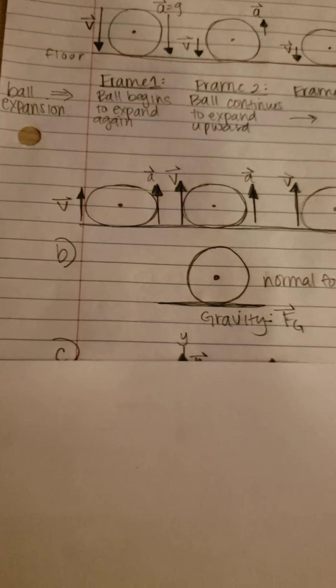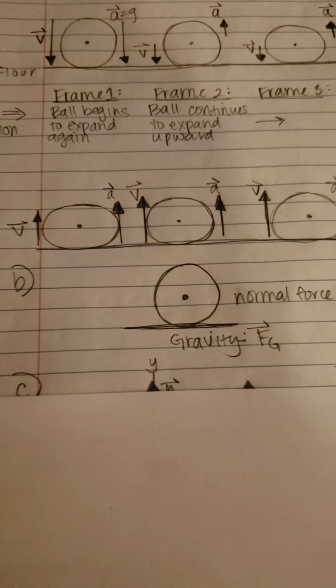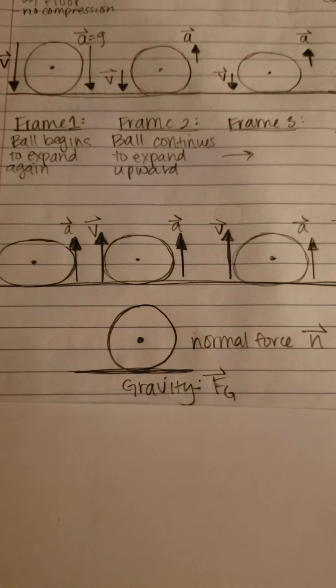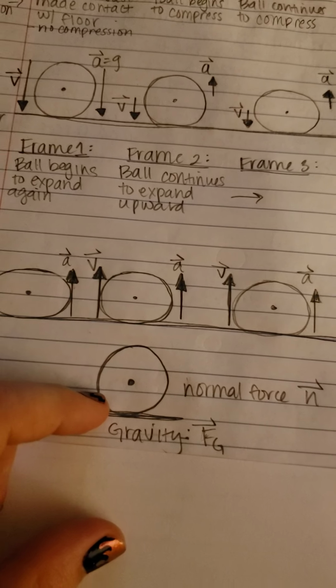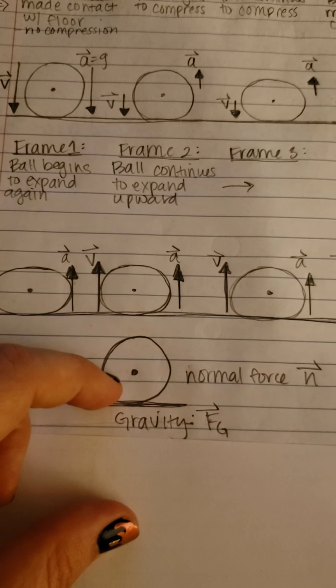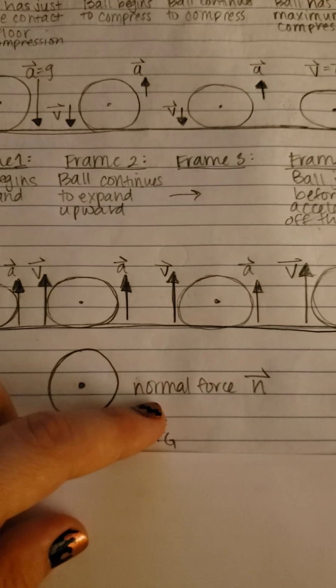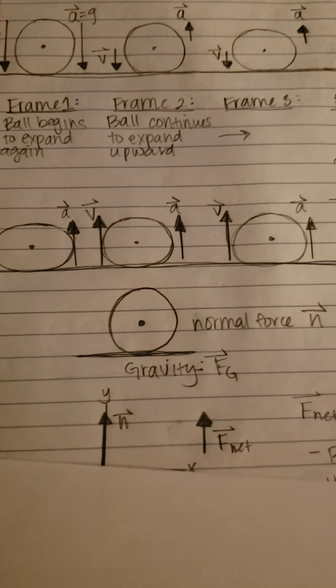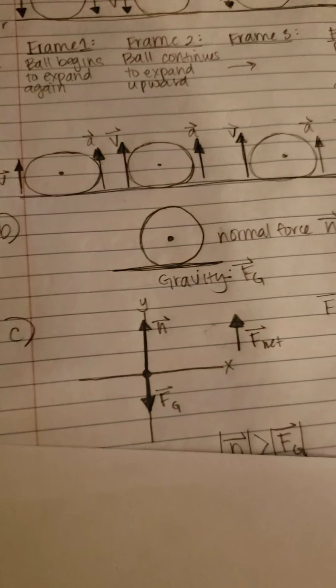So for part B here, we need to draw a picture of the ball in contact with the floor and identify the forces. So when it's touching the floor, we have gravitational force, which is pulling it downwards in a perpendicular direction, and we have the normal force, which is pushing upwards in a perpendicular direction, or perpendicular to the ground.